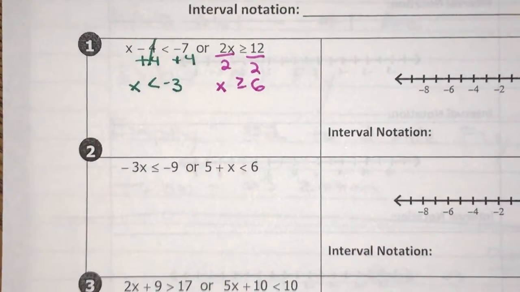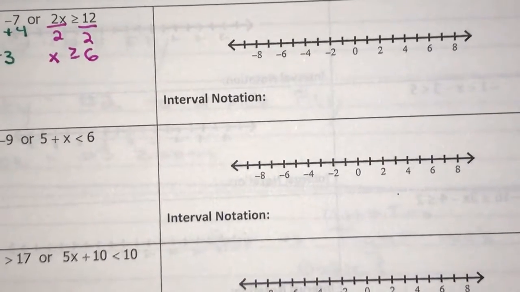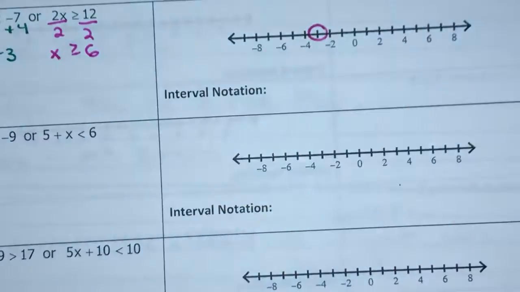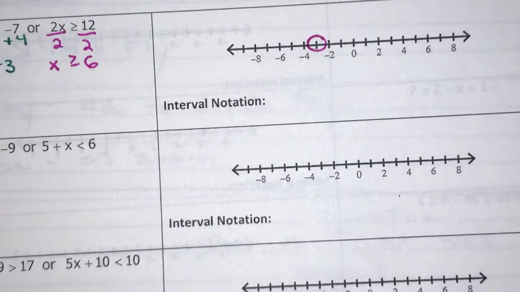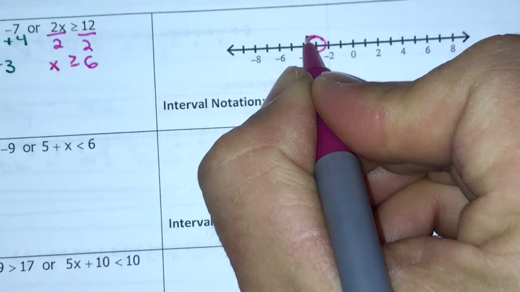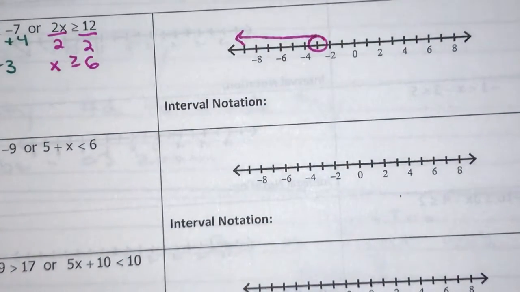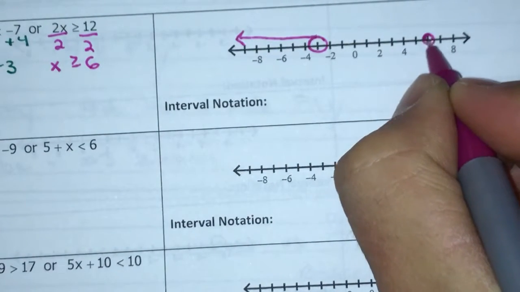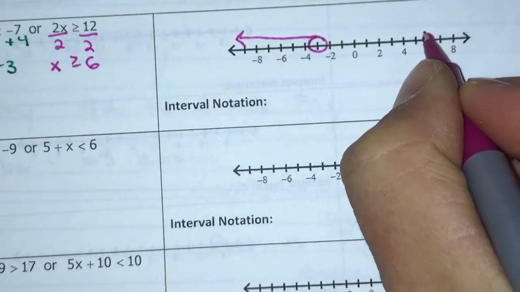Okay. And now, when we go to graph, we have an open circle on -3. And which way does my arrow point for that? The x value is less than -3. Left. So I'm going to go this way. And then I have a closed circle on 6. And that's x value is greater than 6, so that goes to the right.